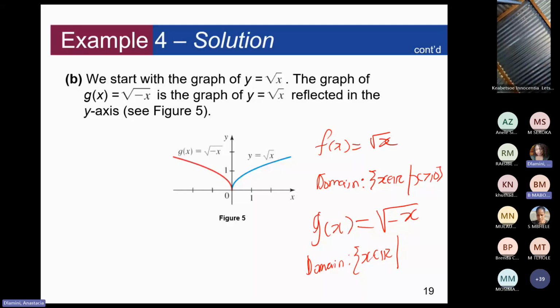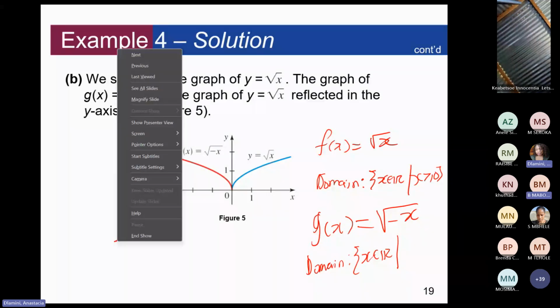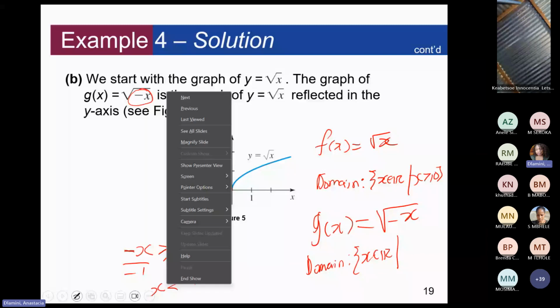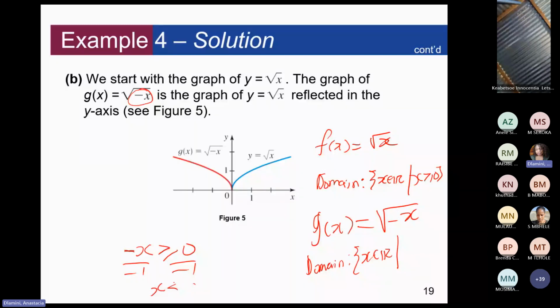Remember we said everything under the square root should be what? Greater or equal to 0, isn't it? So negative x is greater than or equal to 0. Divide by -1. Remember, when you divide or multiply by -1, the sign changes. So x is less than or equal to 0. Are we together, guys? Thank you.